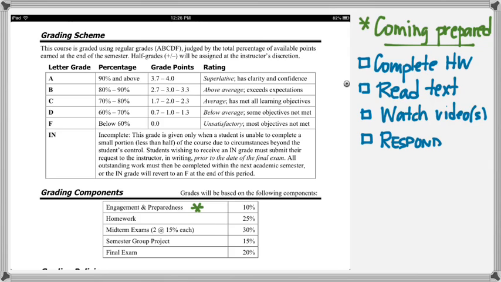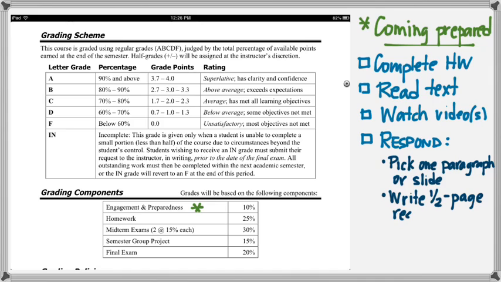To make that process a little bit easier, I also ask that you respond to your reading and your video watching. What that means is zero in on a paragraph out of the textbook, or maybe a slide out of one of the videos, and just measure your response to it. So what went really well, what did you like, what was clear, what was unclear, what was really engaging, and what kind of lost you along the way, and write a short half-a-page response to your reading and your watching.